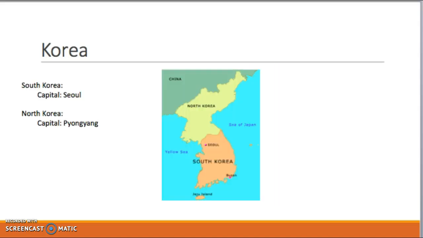As noted in the introduction to this presentation, Korea is divided into a northern and southern Korea. The border is roughly the 38th parallel. The capital of South Korea is Seoul, while the capital of the north is a city called Pyongyang.